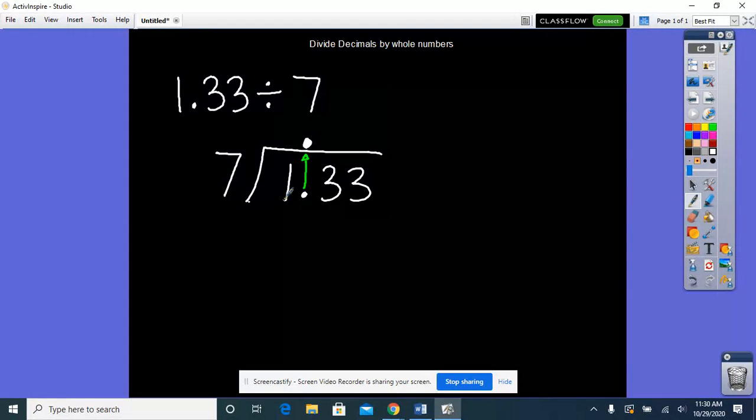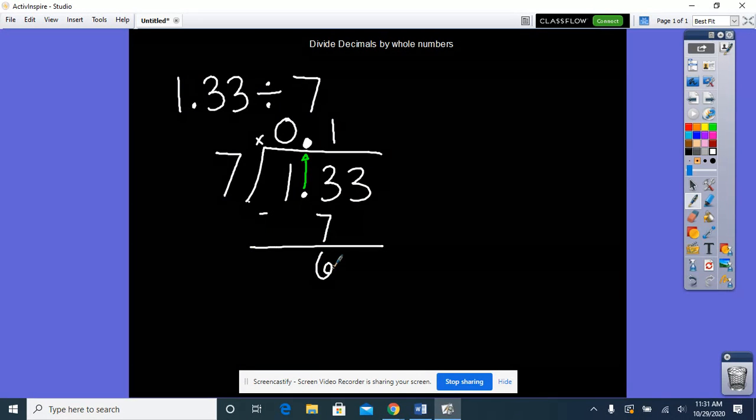7 goes into 1 0 times because 7 is larger than 1. So I'm going to move on over to 13. This whole 13 right here. I'm not doing 133, I'm just doing 13. How many times will 7 go into 13? 7, 14. 14 is too much, so it only goes in one time. 1 times 7 is 7. 13 minus 7 is 6.